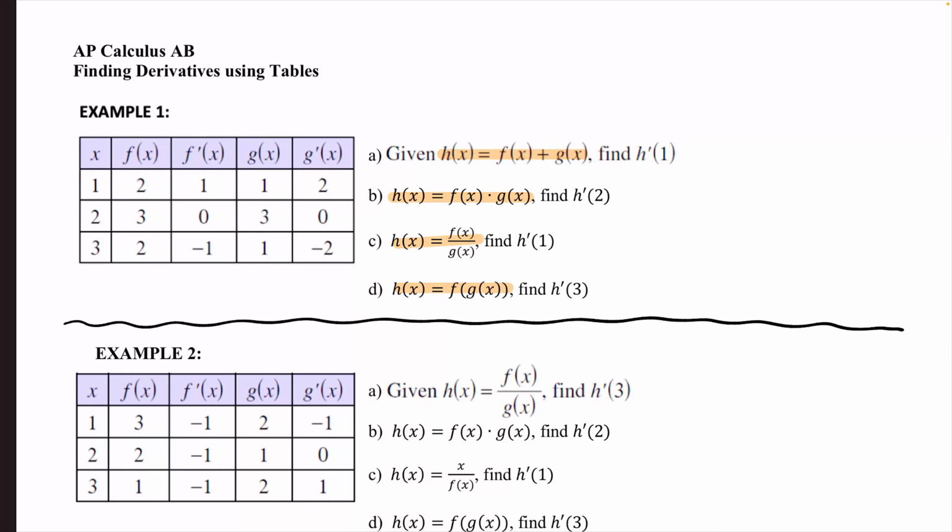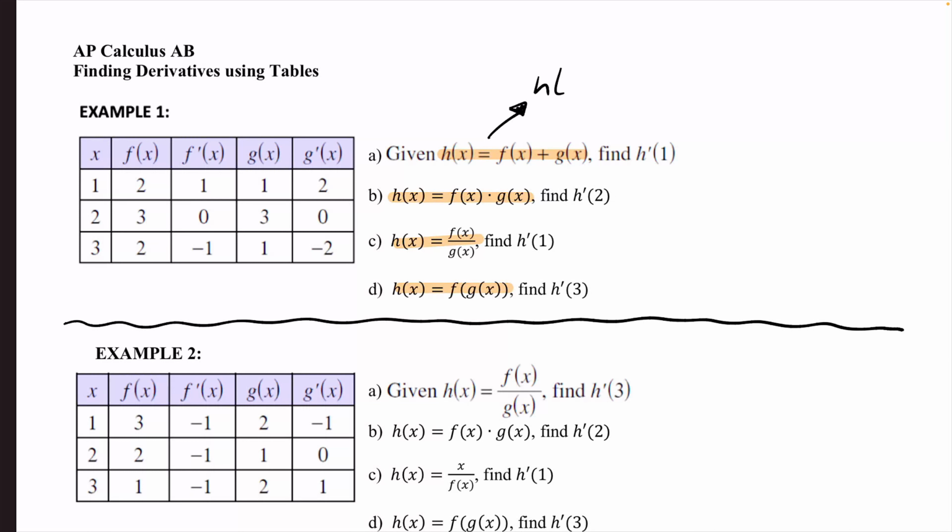So for 1a, given that h, there's a function called h of x. How is it made? What does it consist of? It consists of f of x plus g of x. So two separate functions being added together. Well, if we have two separate functions being added together, how do we find the derivative of that? Yes, we find the derivative of f, we find the derivative of g, add them together.